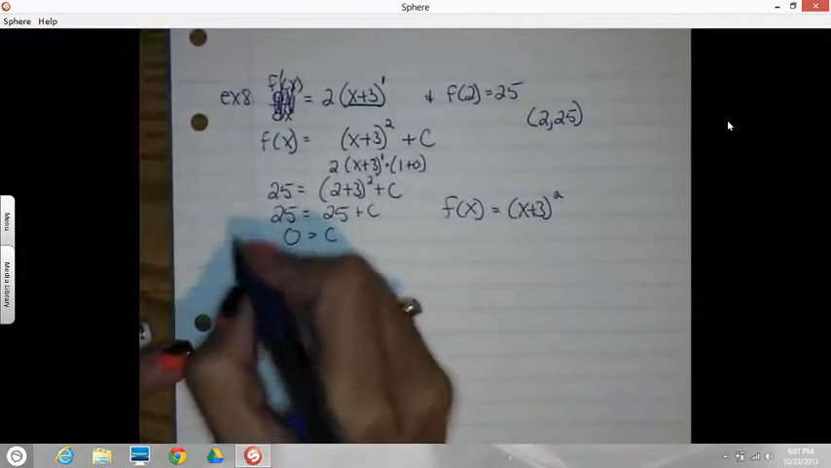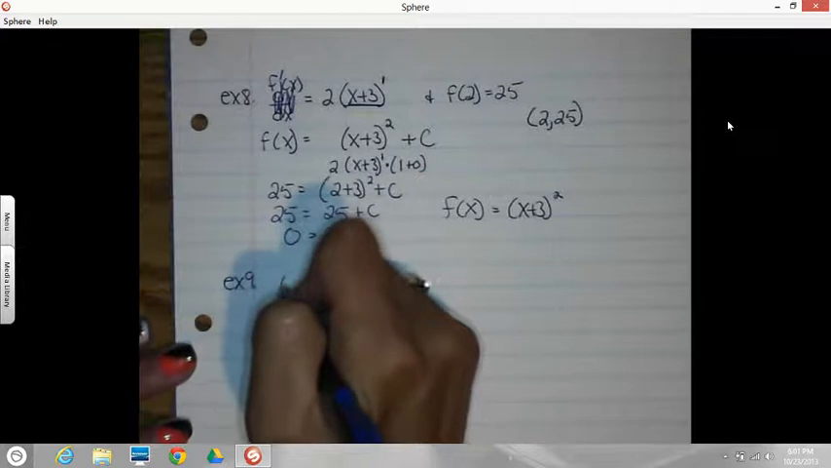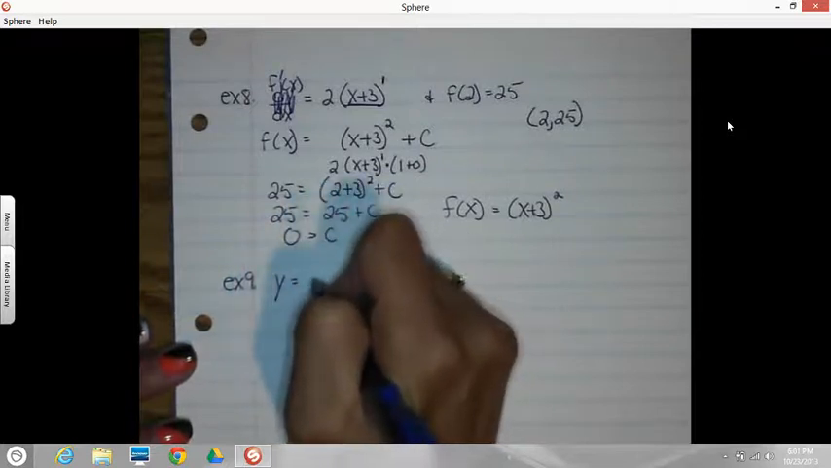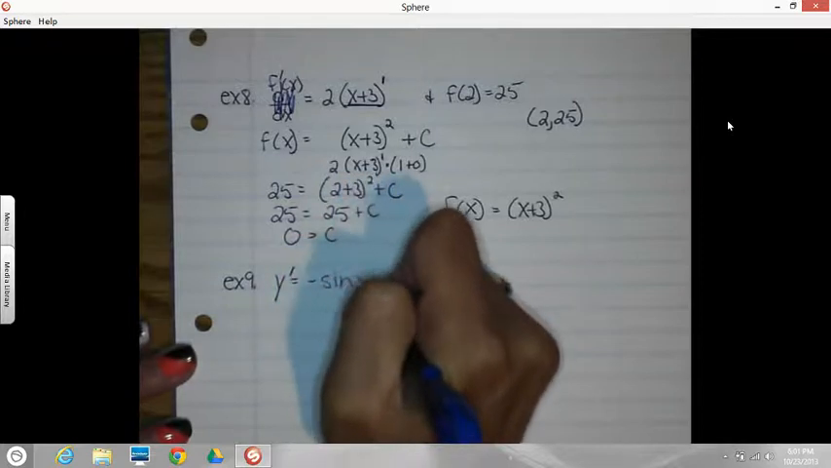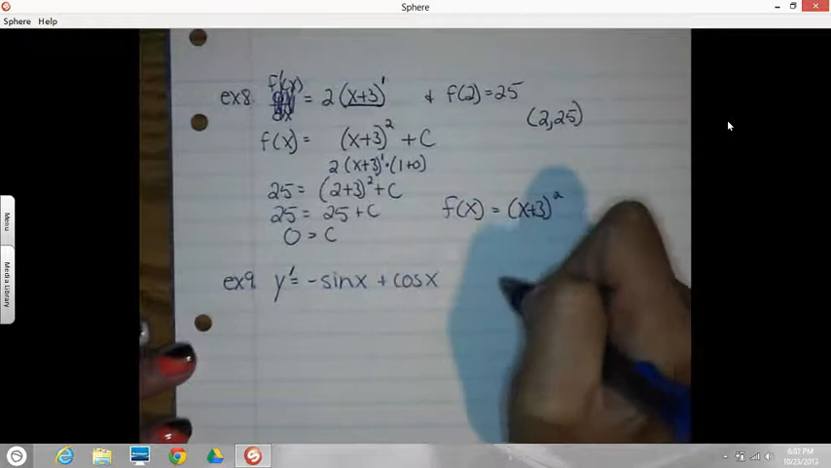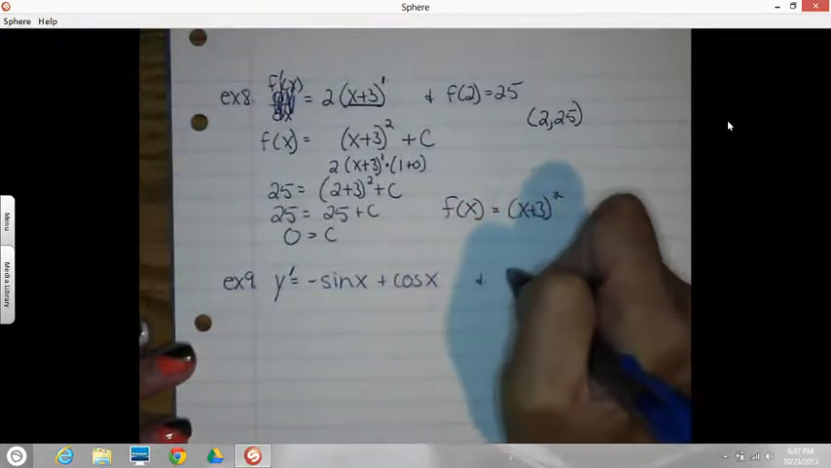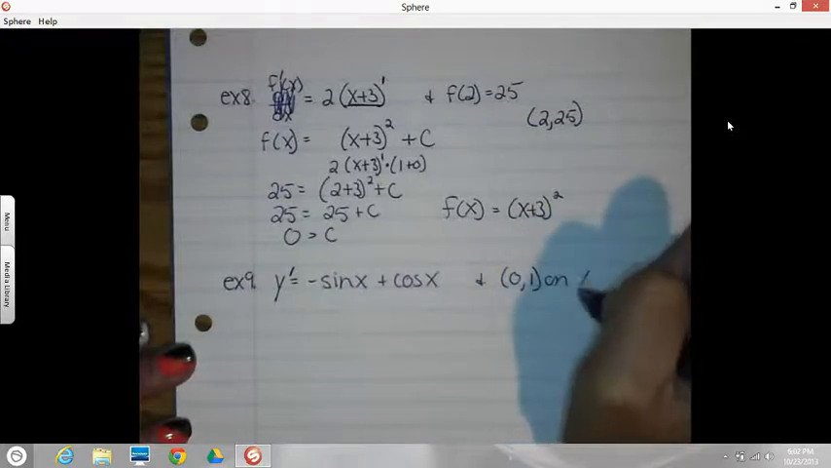Okay, last one. Let's make it a trig one. y prime equals negative sine x plus cosine x. And we know that the point (0, 1) is on the function y.